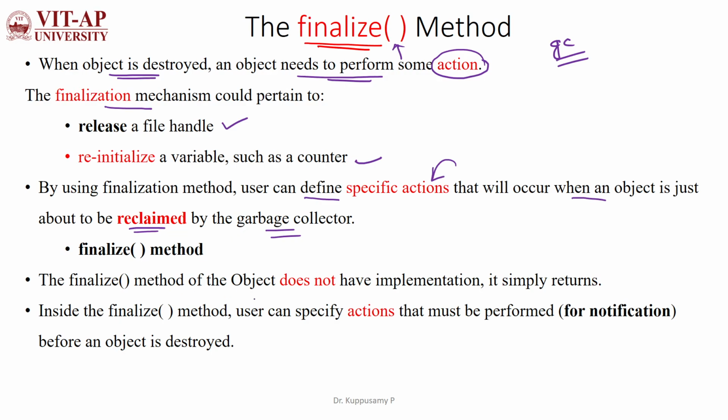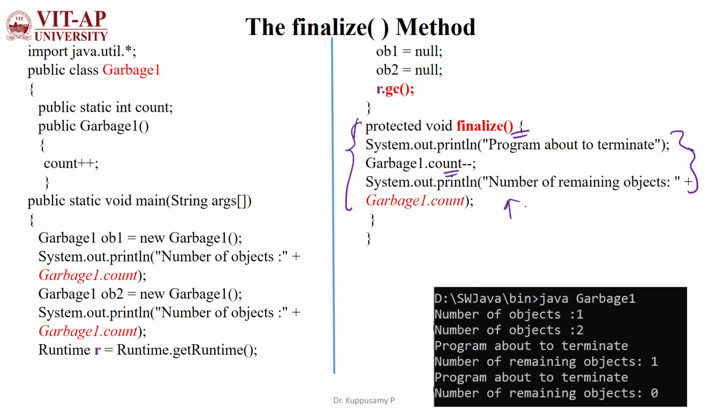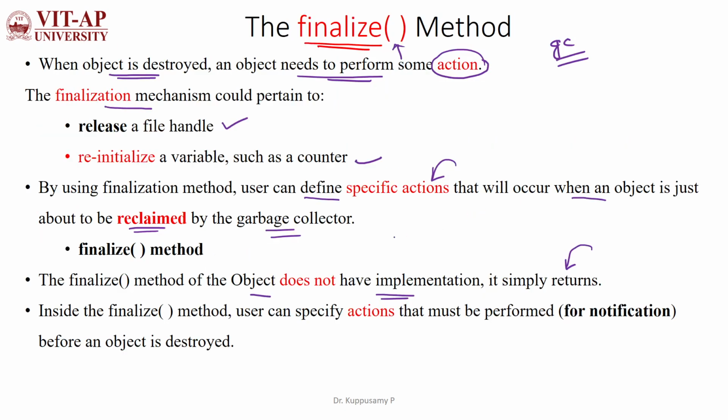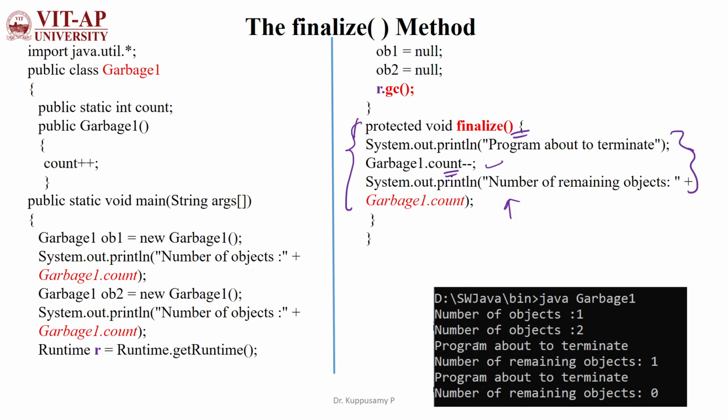The finalize method of an object does not have an implementation; it simply returns. You see there is no implementation available inside the finalize method, it simply returns the values given inside the System.out.println statement. Inside the finalize method, the user can specify some actions that must be performed, which is just a notification to the user before that object is destroyed. Here I am giving the notification, program about to terminate, so it will display that.